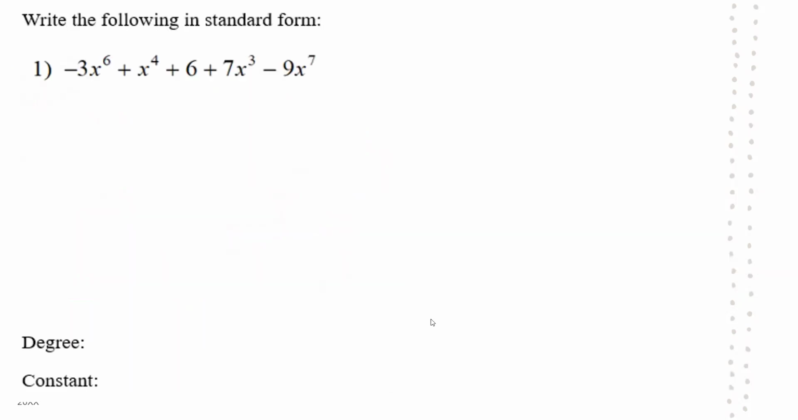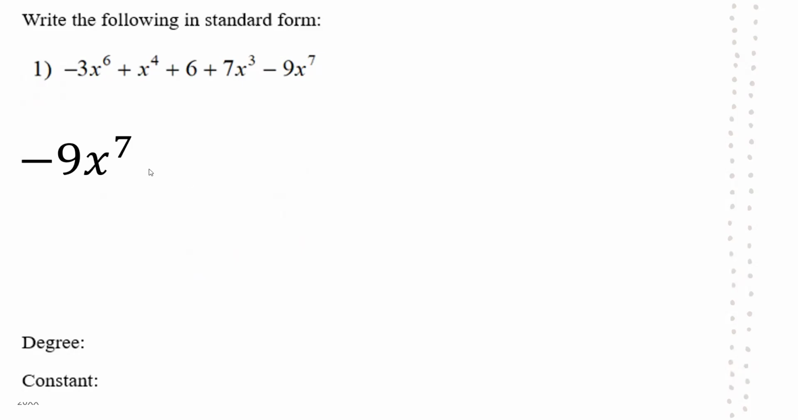Here we go. As you look at a polynomial, you have to first write it in standard form and then answer the two questions. So for standard form, you look at all of your terms and you're looking for that highest exponent power. I've got a 6, a 4, a 3. Oh, look, a 7. 7 was the highest number, so that guy goes first. So then you write it down.